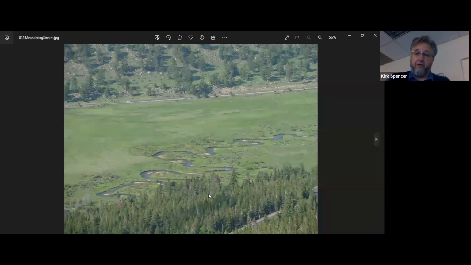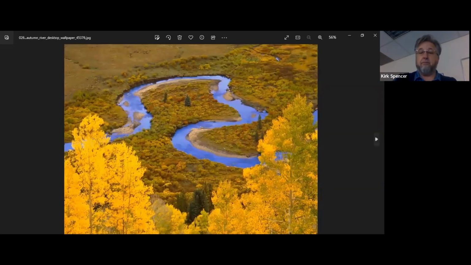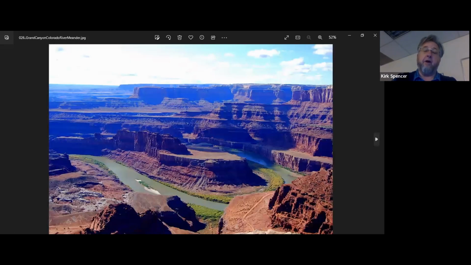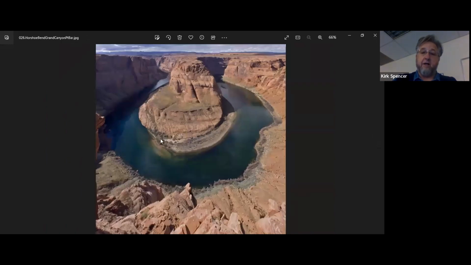Even on a small scale, you can see the sandbars that develop on the inside of the bend and the cut bank on the outside. Point bar, cut bank. Even on a very large scale, such as the Colorado River cutting through the Grand Canyon, you see the point bar here and the cut bank as it comes around the bend.